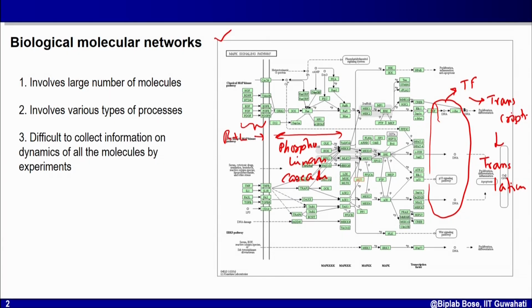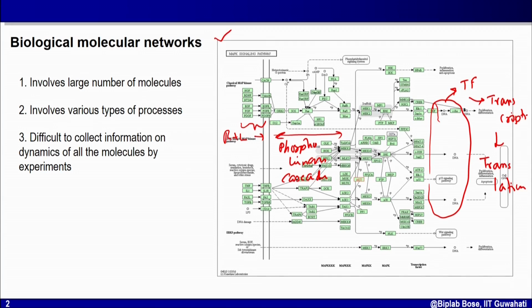So when you are creating a mathematical model, you have to take into consideration all these processes. All these processes should be reflected in your model. A third problem that you will always face while working with a large network of molecular processes is the dearth of experimental data. With the type of experimental systems that we have, it is very difficult to collect dynamical data. I want to collect the change in concentration of each molecule with respect to time for all the molecules in this network. It is very difficult to collect information on the dynamics of all molecules by experiments, and that's very rare actually.